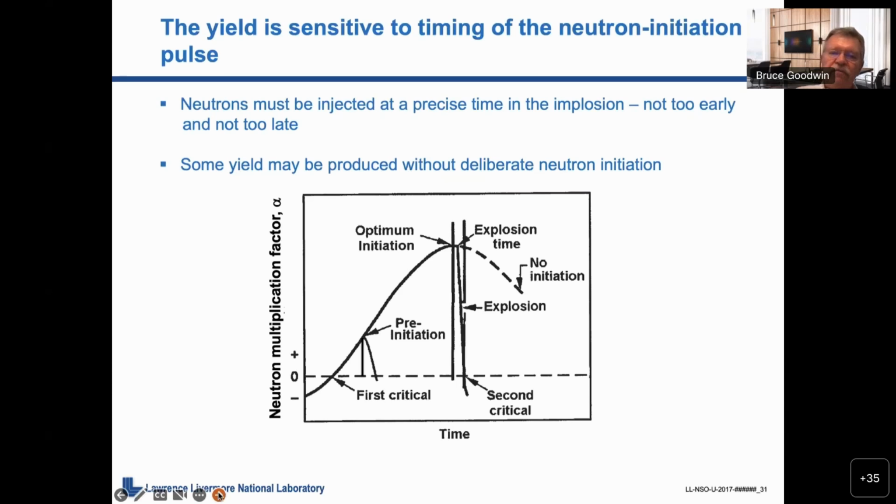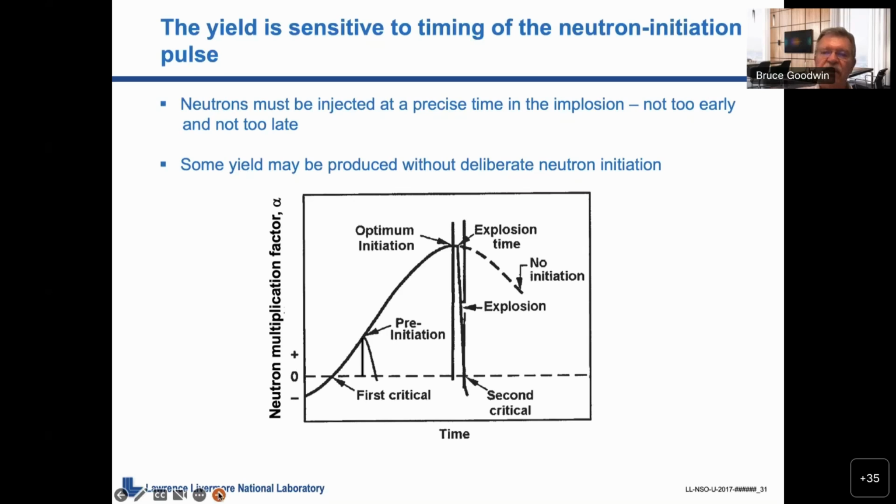Now, the number of fissions per microsecond times length in time in microseconds is the total number of fissions. That's the yield. So the area under that little triangle is in fact the yield that you would get if you pre-initiated this system. If you initiated it with neutrons at peak criticality, at peak neutron multiplication factor, the area under this much bigger triangle is again the yield.